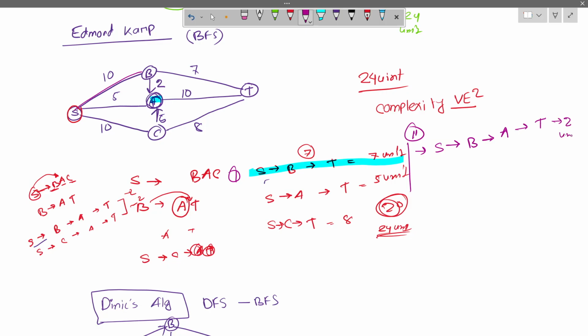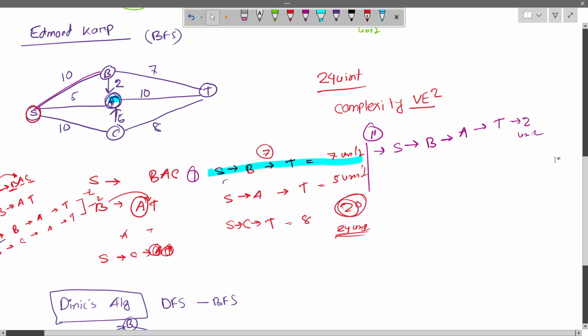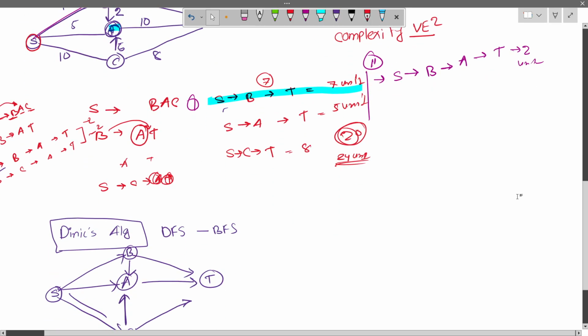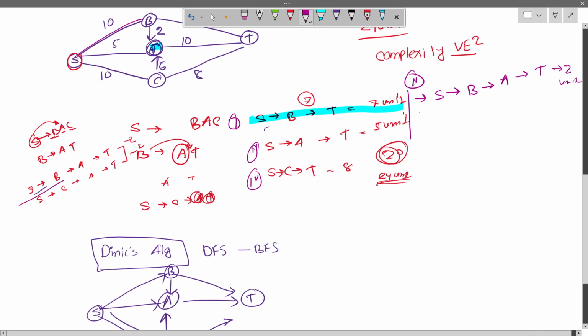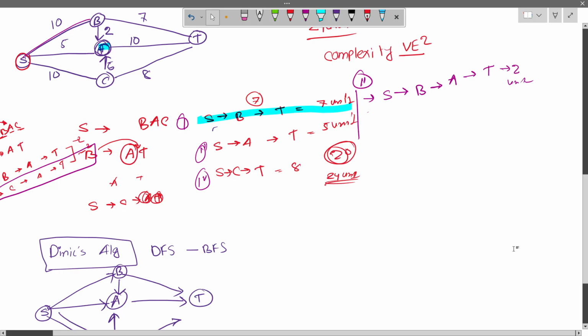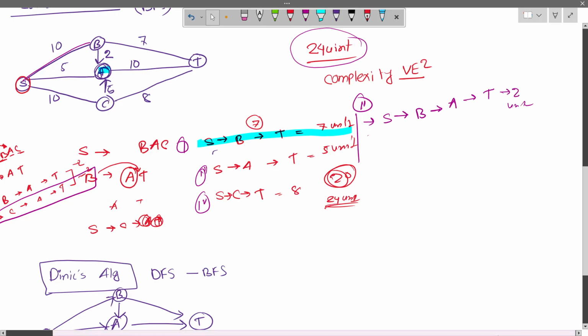So this is also correct for the Edmonds-Karp algorithm according to the breadth first search, BFS. So this might be our second step, and after that this might be our third step, this might be our fourth step, and this particularly might be our fifth step, and we still get the total max flow of 24 units.